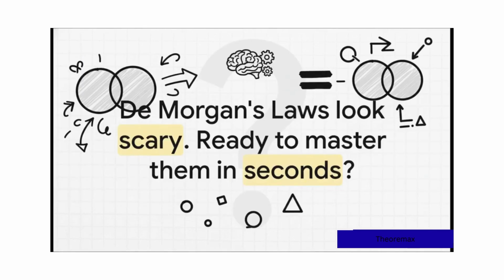So there you have it. We've got the 3 main verbs of set theory down pat. But what happens when you start mixing them together? Well, you get these incredibly powerful rules, like De Morgan's laws. And yeah, they can look pretty scary and complicated. But what if I told you there's a visual trick to master them in literally seconds? Well, that's exactly what we're going to tackle next time.